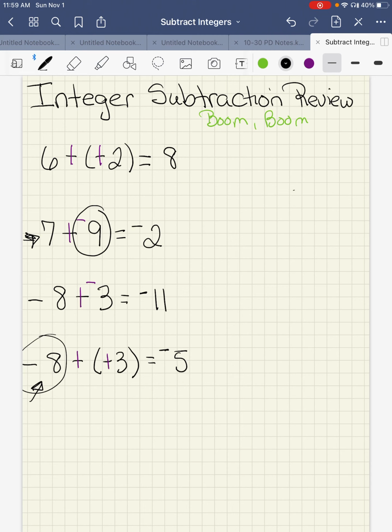Okay, so again, this is just a couple examples for you to watch and refresh your memory. Now you're going to go over to IXL and do some practice on your own. Don't forget the boom, boom every time.